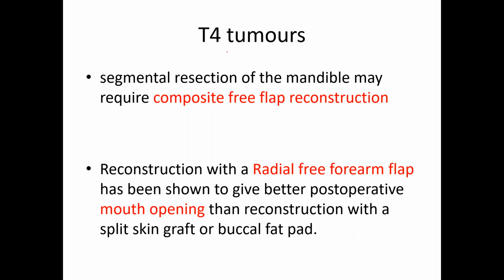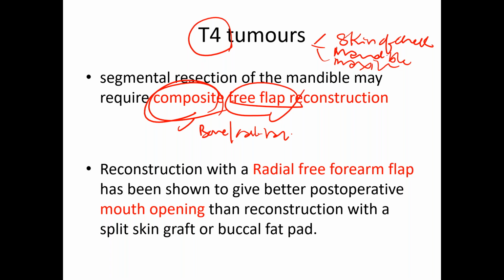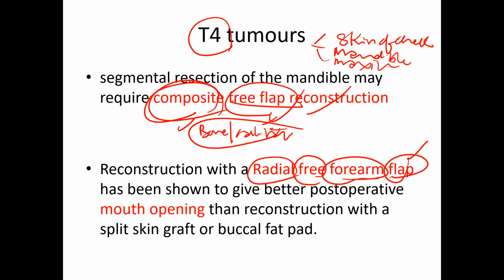In T4 tumors, as I told you, the skin of the cheek, mandible, and maxilla are all involved. You can go for a composite free flap. A free flap is detached from the body. Composite means it has a bone or a cartilage or something. That is called composite free flap reconstruction. What is the example? Radial forearm free flap, for better postoperative mouth opening.